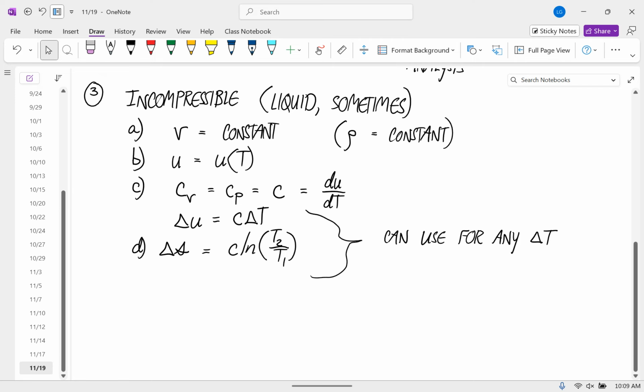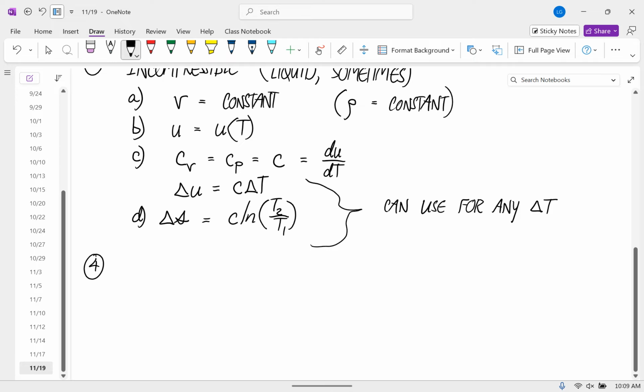Okay, any questions about incompressible materials? Anytime you see a problem that's liquid over the whole process, or especially if it says specifically that it's incompressible, think about using these, okay?